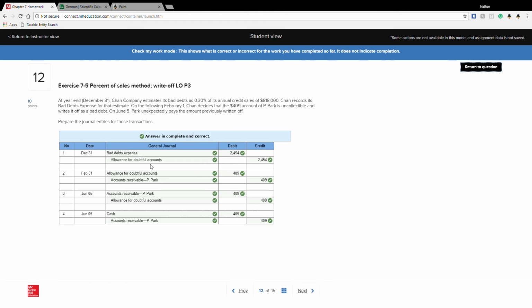So again, as you see here, this is our setup account. Then here's our write-off. Our reinstatement is basically a reverse of this account. Okay, especially if they pay everything off. So it should be exactly the same number. And then the last one is always receiving the cash. Alright.